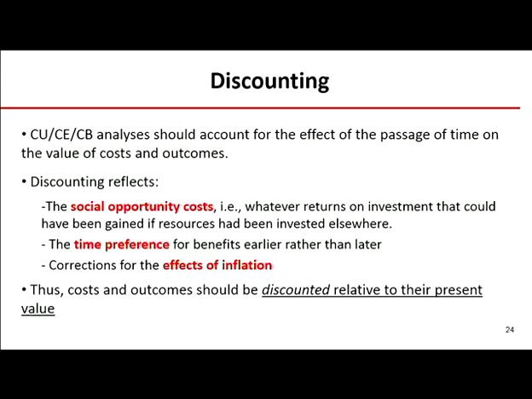It also has corrections for the effect of inflation. This is how much extra we are paying for our consumption of goods. And it also has to do with the social opportunity costs. Okay? In economics, you have the concept of opportunity costs as follows. Whenever you incur a cost, it means that you are paying for something and you are not spending that money on something else. Okay?